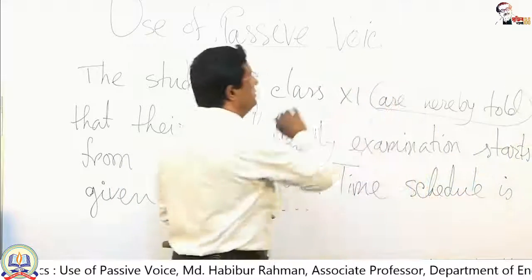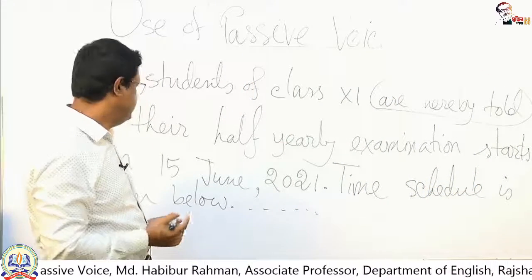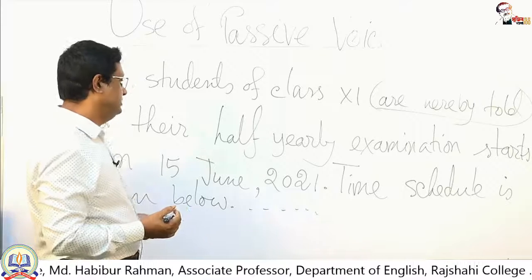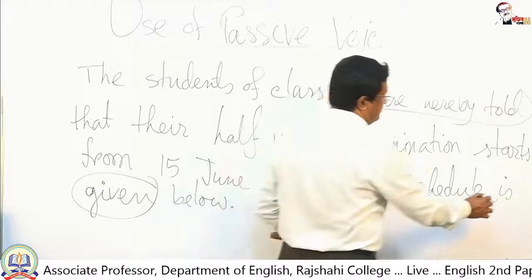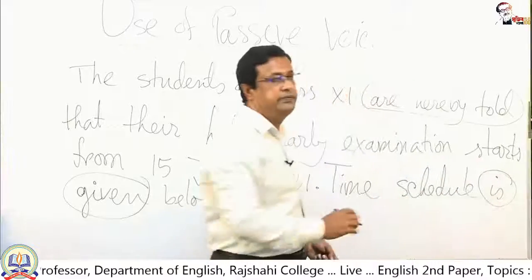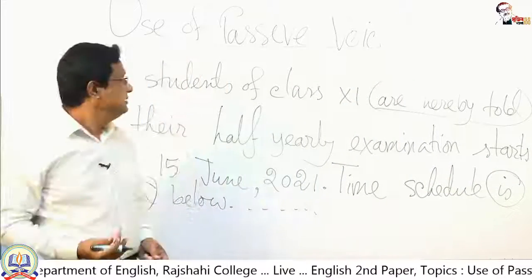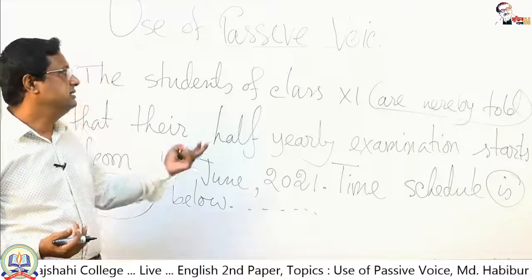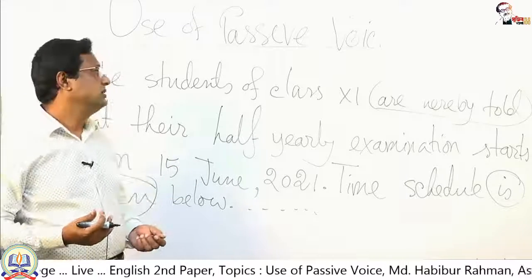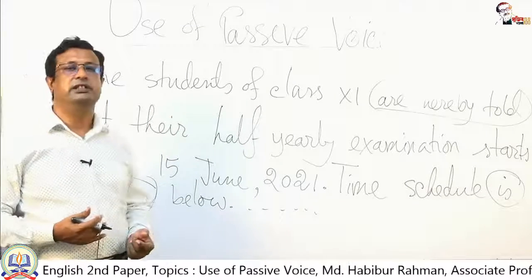This is, you see, the use of passive voice. Another place is given, is given. And seeing the verbs, you easily understand this is the use of passive voice. But why is there passive voice, not active voice?